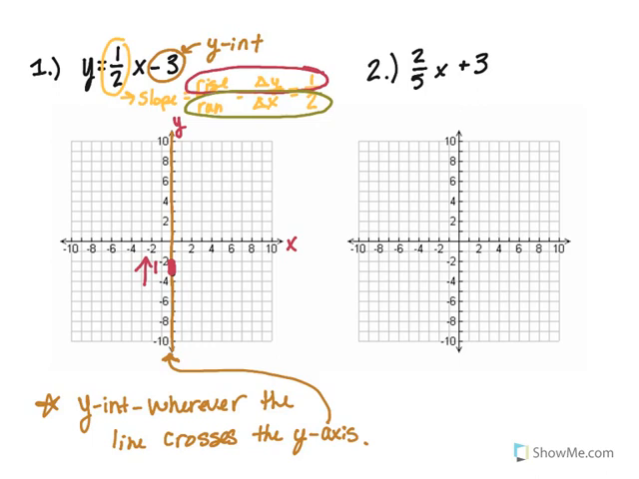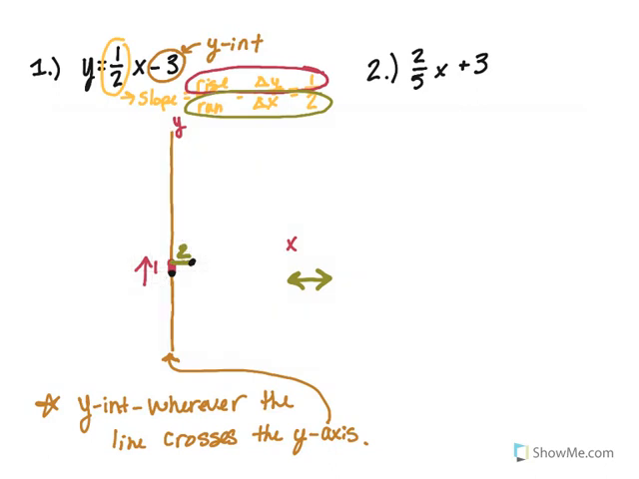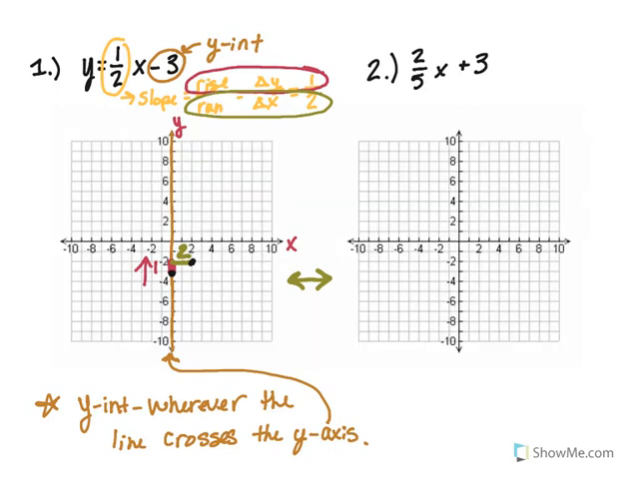Now our run or our change in x is 2. Change in x is left to right, so now we're going to go to the right 2. I'm going to have to erase some stuff here in a second. But that's our 2 points, you guys. We started with this point down here, and now we're at this point over here. We rose 1, we ran 2. So now we just need our line.